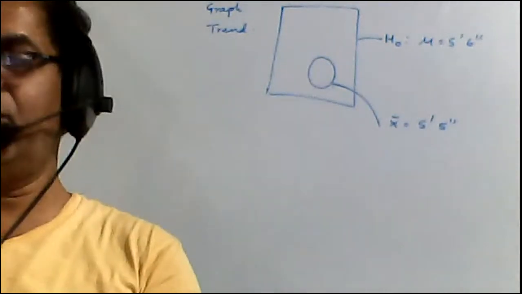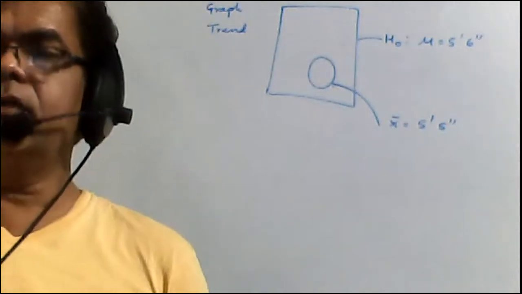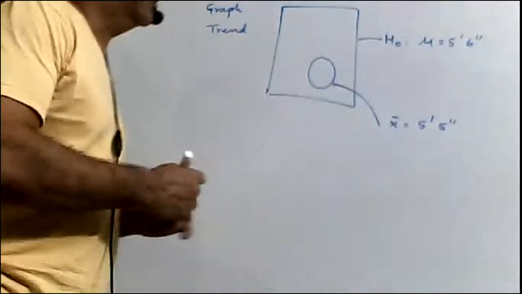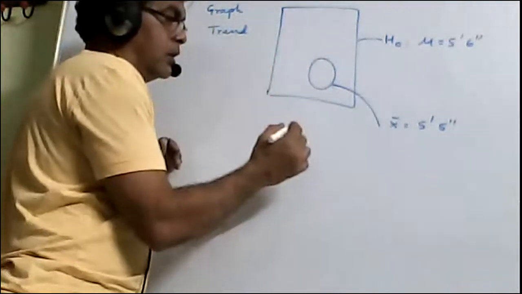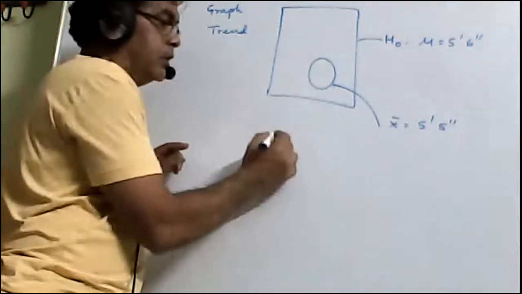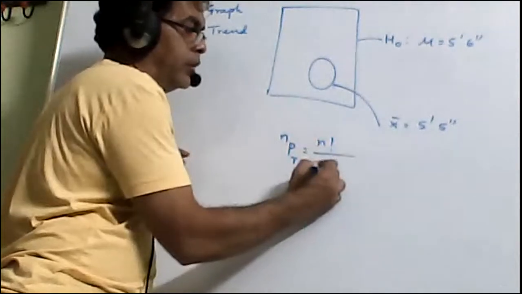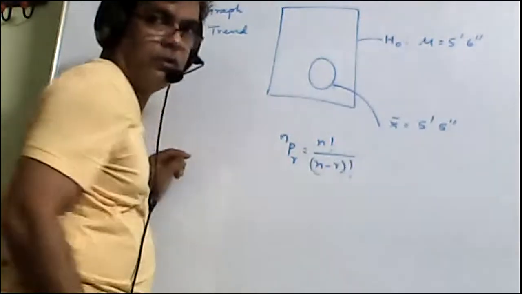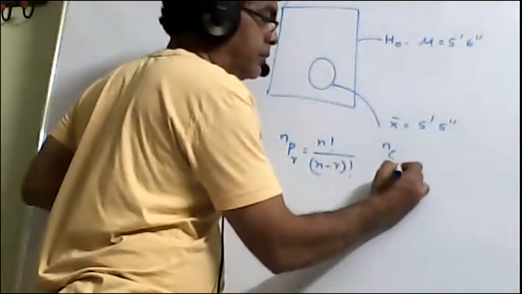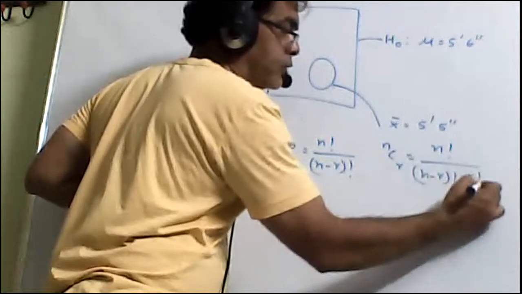I'll tell you exactly what is the difference between permutation and combination. Suppose I want to select 2 people out of 3 people. First of all, I will give you the formula. nPr is n factorial upon n minus r factorial, and nCr is n factorial upon n minus r factorial into r factorial.